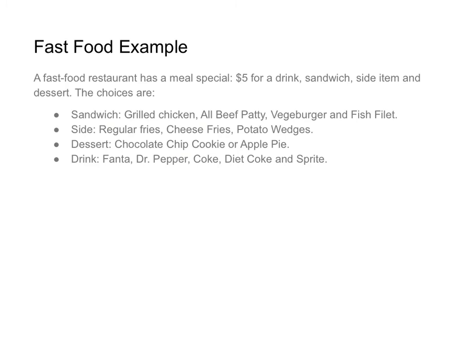Okay, so here's a different example. A fast food restaurant has a meal special, $5 for a drink, a sandwich, a side item, and a dessert. So here are your choices. We could use a tree diagram to help us write the number of outcomes for this. So you would start with the chicken or the beef patty or the veggie burger or the fish, and then in each one of those you would have fries, cheese fries, or potato wedges.